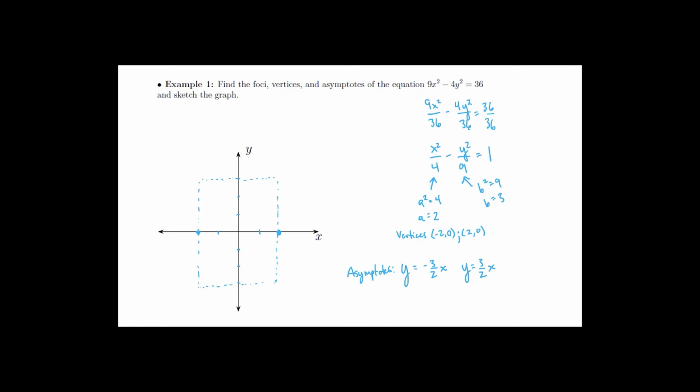But I can easily sketch them just by connecting up the corners of my construction box. So I know that in the long run, my hyperbola needs to approach these asymptotes. So I know that we're going to have some sort of a shape like this that approaches these asymptotes as I go on. And same thing on this side.